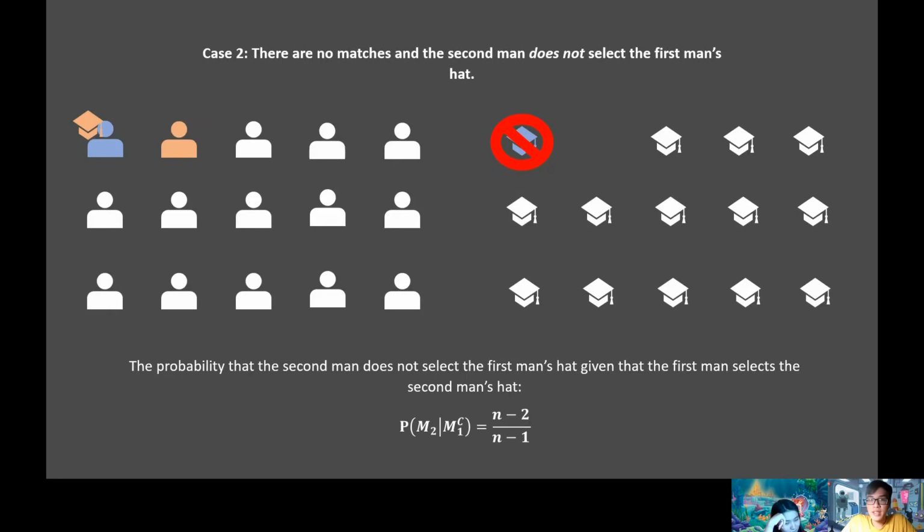So, in the second case, although the blue man selects the orange man's hat, the orange man does not select the blue man's hat, and this probability is equal to n minus 1 divided by n minus 2 divided by n minus 1, because there are still n minus 2 hats for the orange man to choose from.